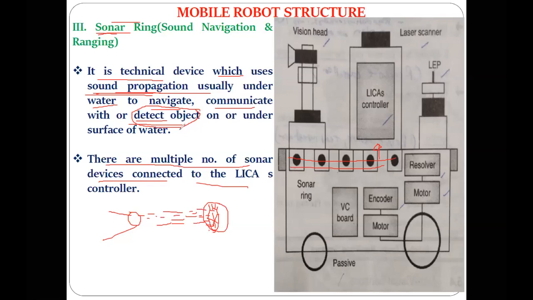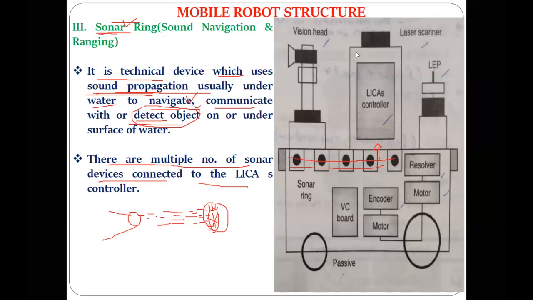Okay, so in the case of our robot, the main activity performed with the help of the sonar ring is also the same: navigation and detection of objects. So this sonar ring can also be utilized in robots used on the surface of water, or if you have a robot which will be used under the water also, then these kinds of devices are utilized. Okay, understood the sonar ring?